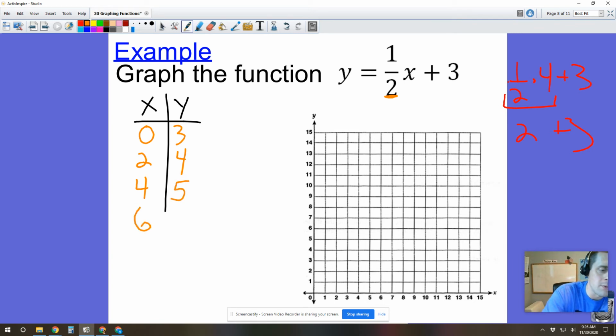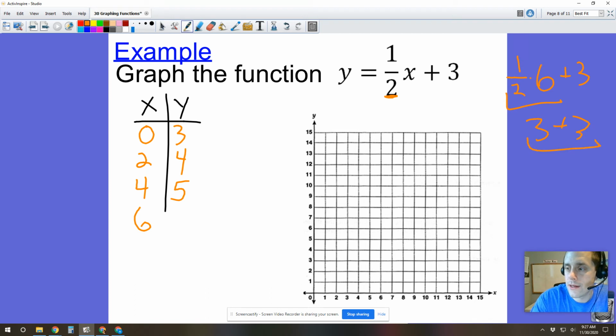Finally, my last multiple of 2 I'm going to use is a 6. So let me erase this over here. And let's perform our calculation inputting a 6 into x. So we have 1/2 times 6 plus 3. 1/2 times 6 is 3, and 3 plus 3 is 6. So if I input a 6, I will output a 6.